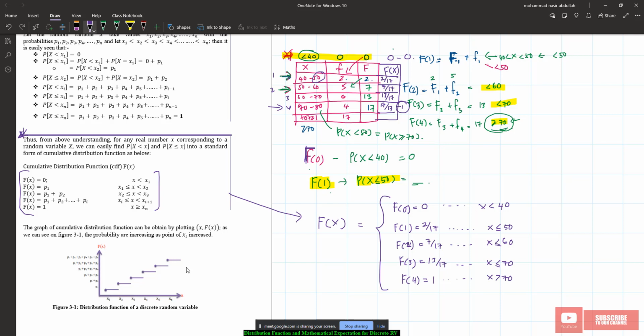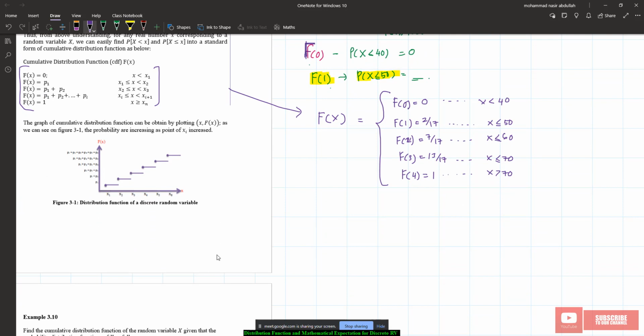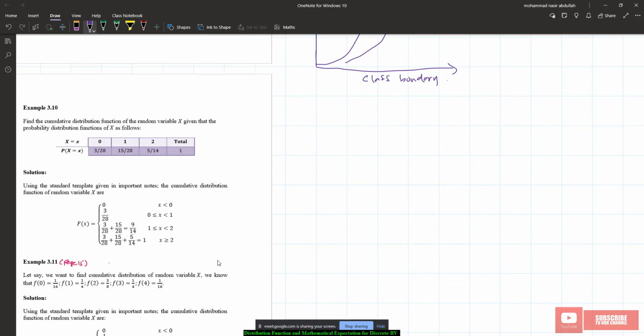Okay, and the graph for distribution function is just like an ogive graph. Kita selalu dia bentuk macam ni lah. So dia akan makin lama makin meningkat. So this is capital F(x) and this is going to be a class boundary. So it's always increasing. So now let's look at example number 3.10.